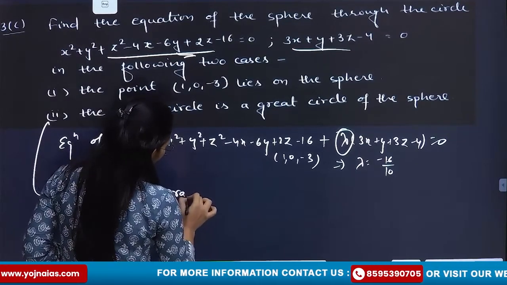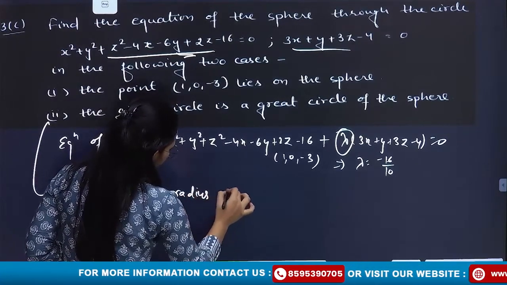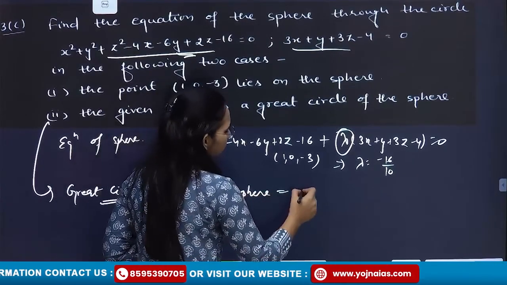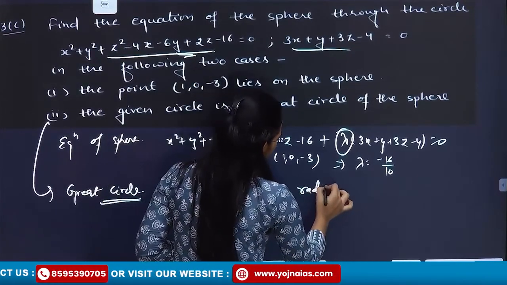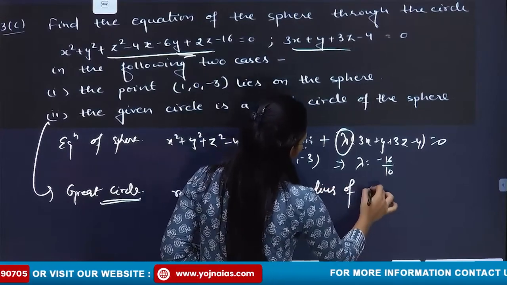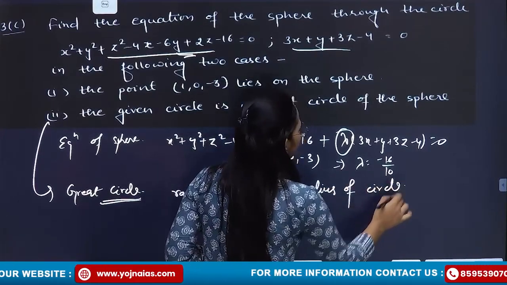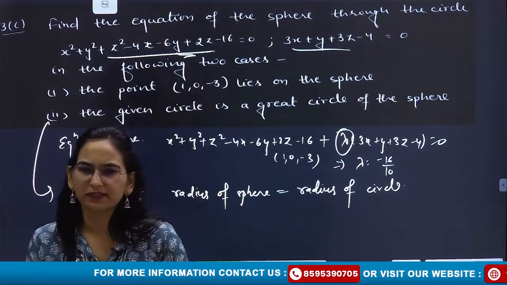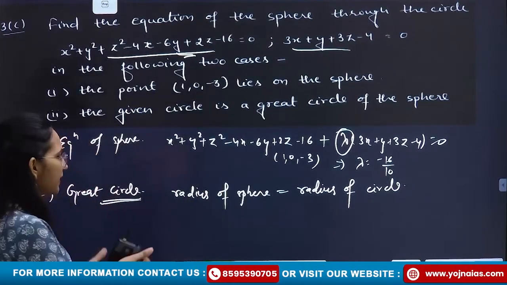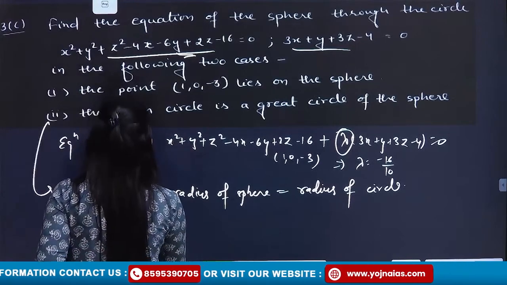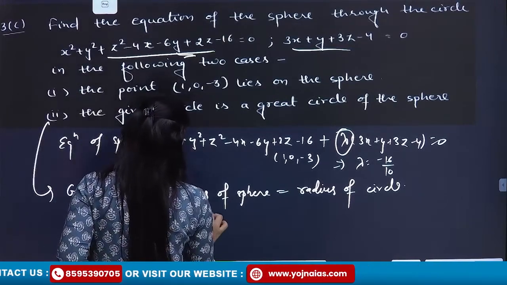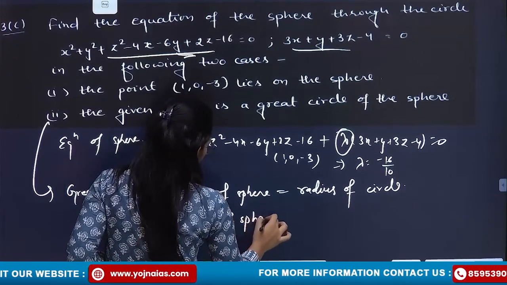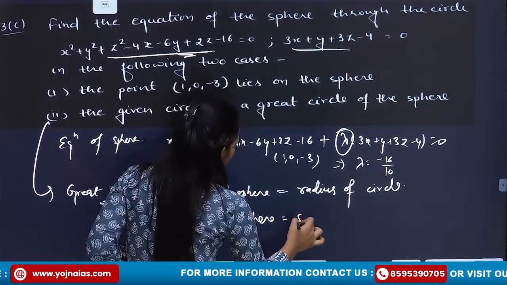Radius of sphere would be equal to radius of circle. Or in another way, great circle kab hoga? When center of the sphere and center of the circle would coincide, tabhi radius bhi barabar hogi na? And center of sphere here equal to center of circle.